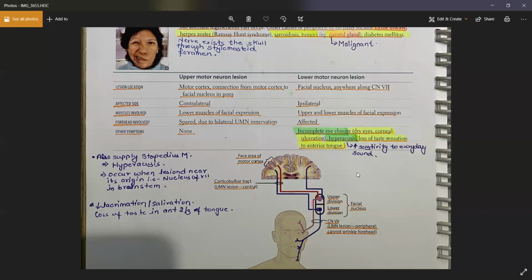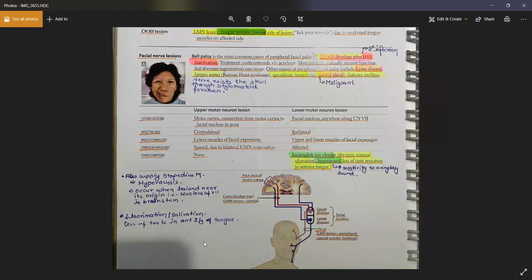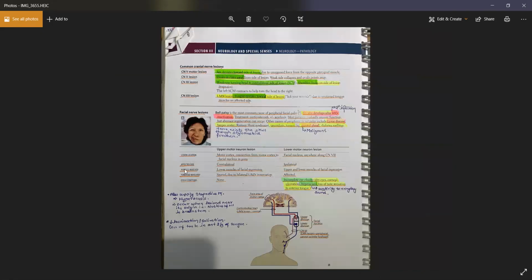Okay, good. So I will have a loss of lacrimation, a loss of salivation, and hyperacusis. I'm having incomplete closure of my eyes, dry eyes, ulcerations. All these things will be there in case of my lower motor neuron lesion. When I have the upper motor neuron lesion, I'm having just a paralysis of my lower face. My upper face, my eyes, my lacrimation, everything will be spared. So that's about the upper motor neuron lesion and the lower motor neuron lesion of the facial nerve.